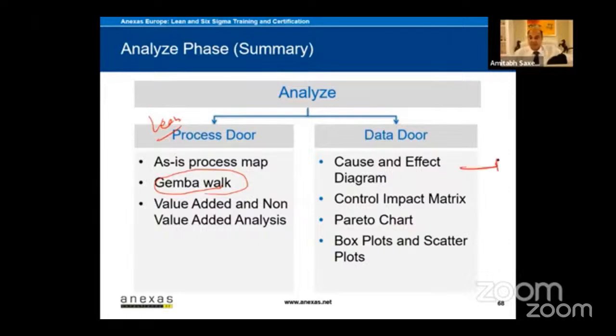So you can do a cause and effect diagram, control impact matrix, Pareto chart, box plots, scatter plots. So let us try to learn these. At least let me try to talk about cause and effect and Pareto. And very quickly, I'll tell you about box plots and scatter plots also.